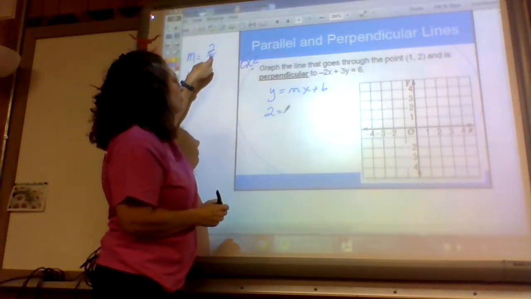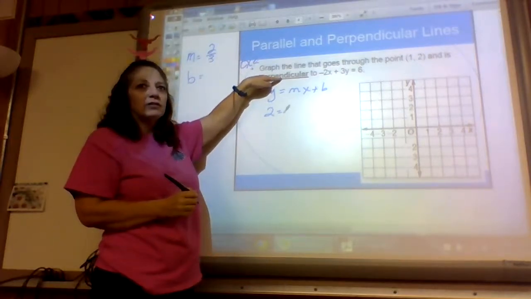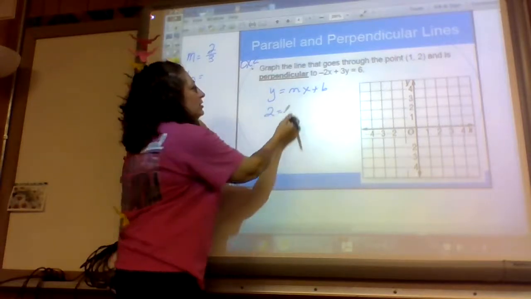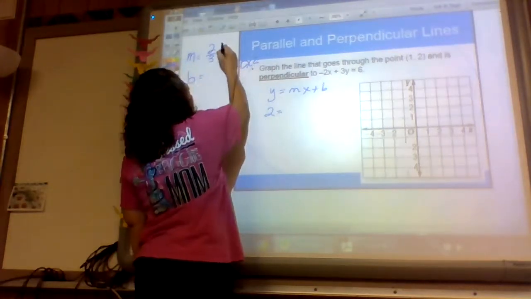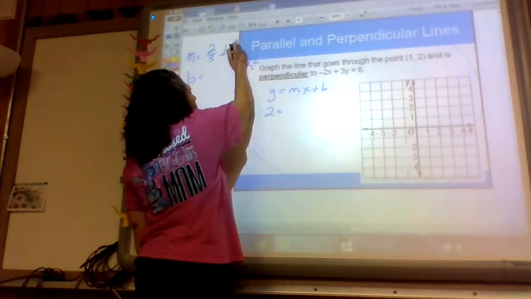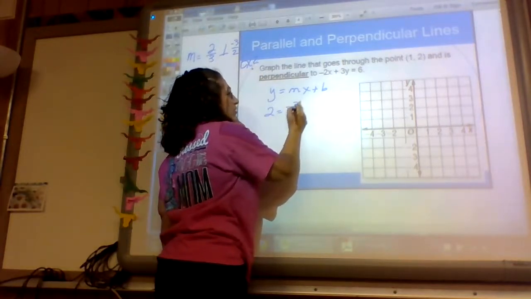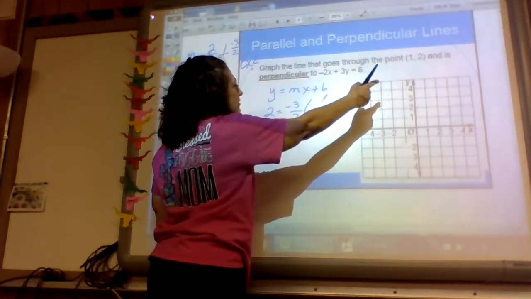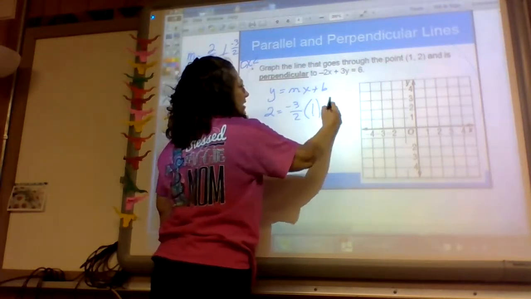Is this the slope I'm going to need for a perpendicular? No. It has to be the reciprocal. Negative. I'm going to flip it over. I'm going to use the reciprocal because I need the perpendicular slope of negative 3 halves. So I'll put that in here. Now my x of 1 and plus my b.